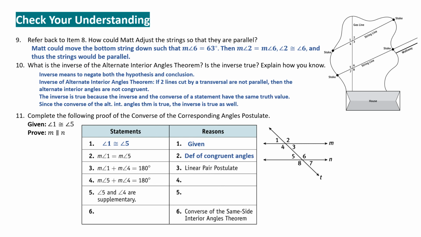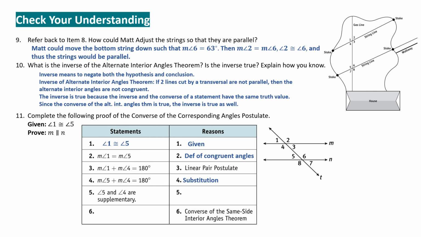For the next step, let's look at the difference between step 3 and step 4. Step 3 has the measure of angle 1 plus angle 4 equal to 180, but step 4 has the measure of angle 5 plus the measure of angle 4 equal to 180. All we did was substitute 5 for 1 from step 3 to step 4. So if we're substituting, the reason for this would be substitution.